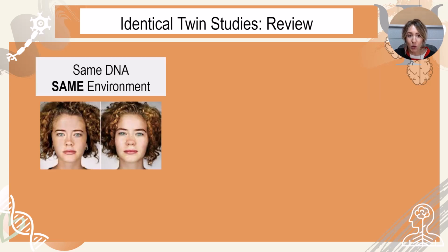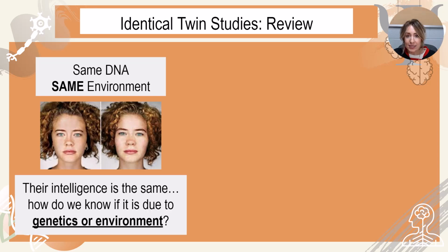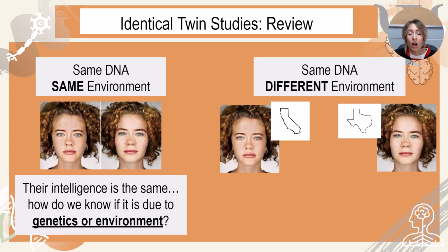So identical twins, they have the same DNA and the same environment normally. And let's say that they grow up and we find that their IQ scores are the same. Well, it's hard to know then if that IQ is genetics or environment because they have the same DNA and the same environment. If we are studying identical twins who were separated at birth, what we now have is same DNA and different environment. Twin A grows up in California, twin B grows up in Texas. They have different locations, different families, different socioeconomic statuses. All kinds of things about them are different.